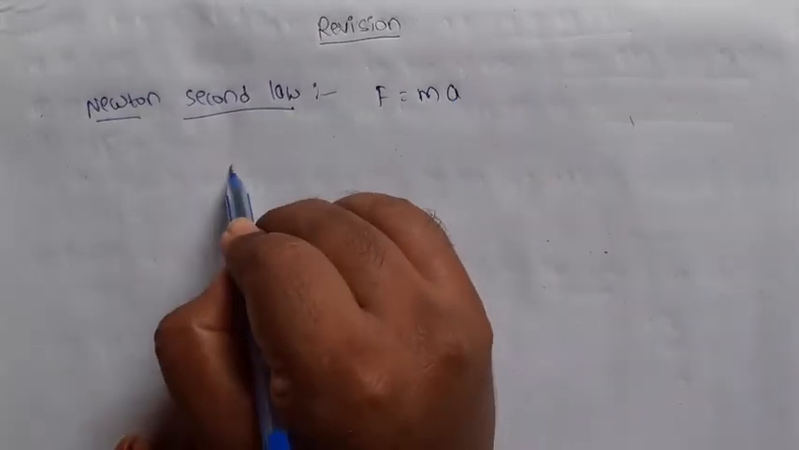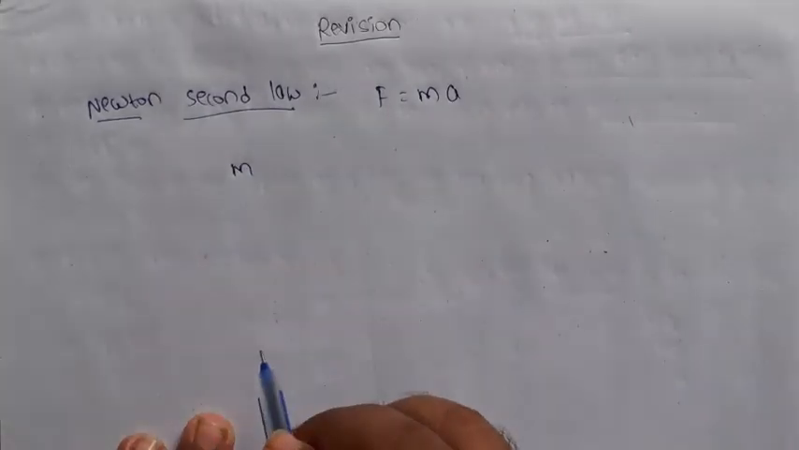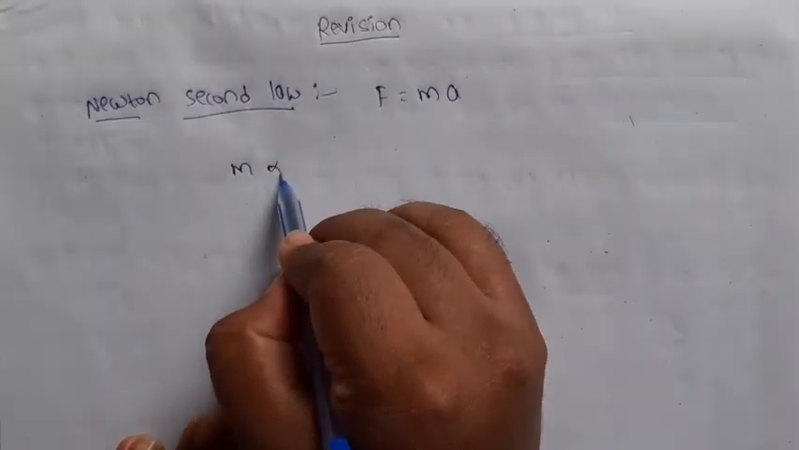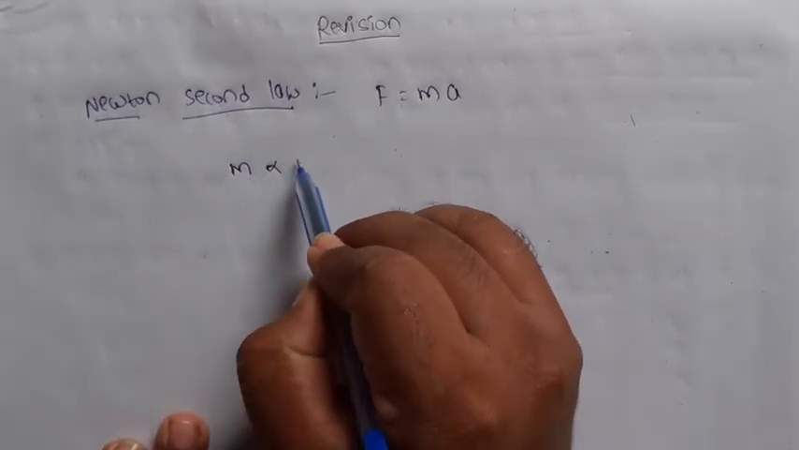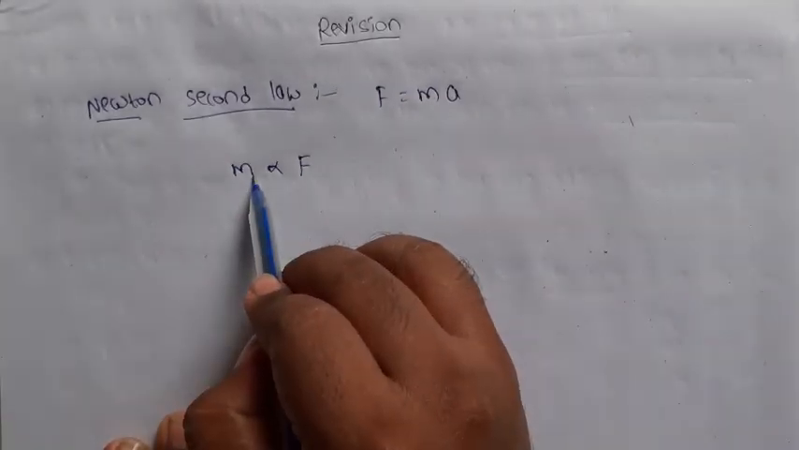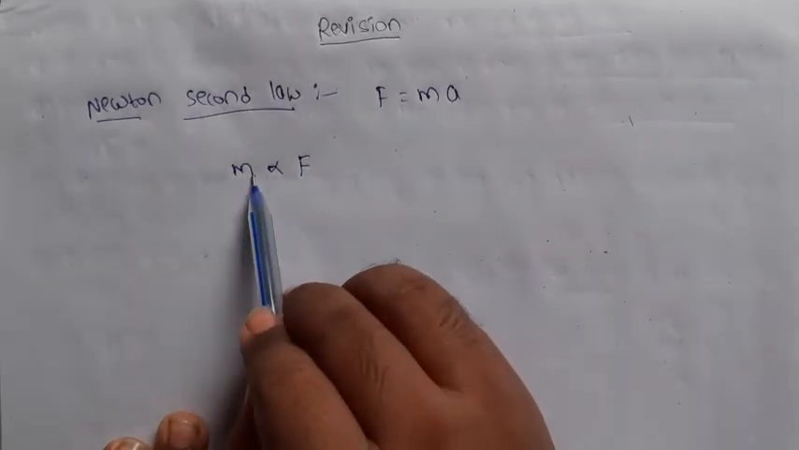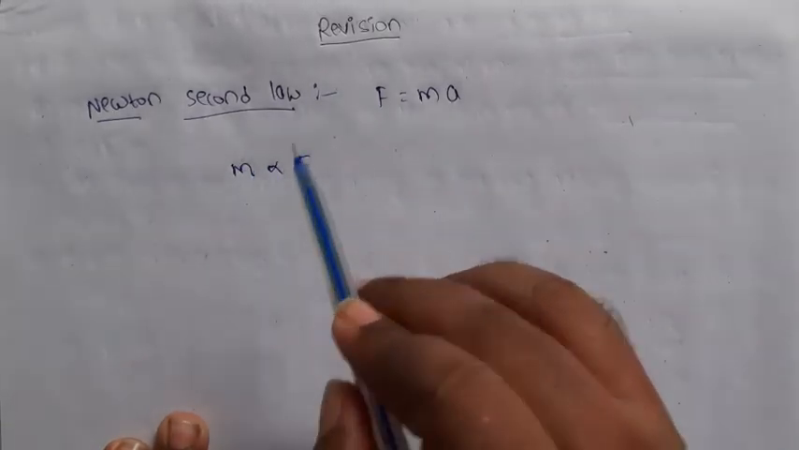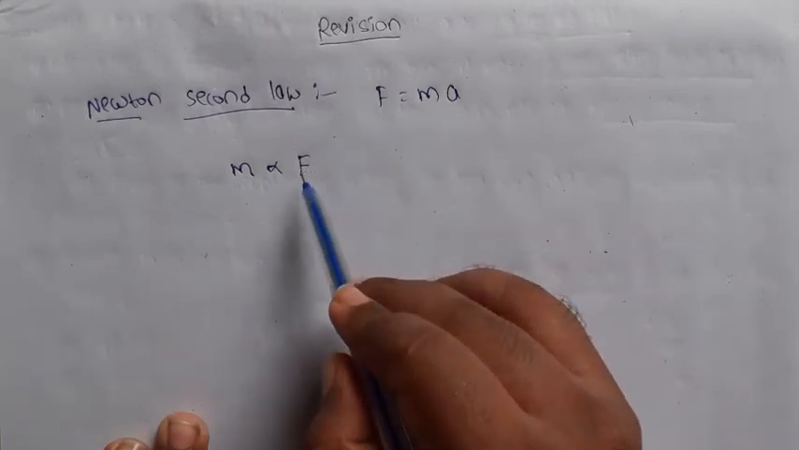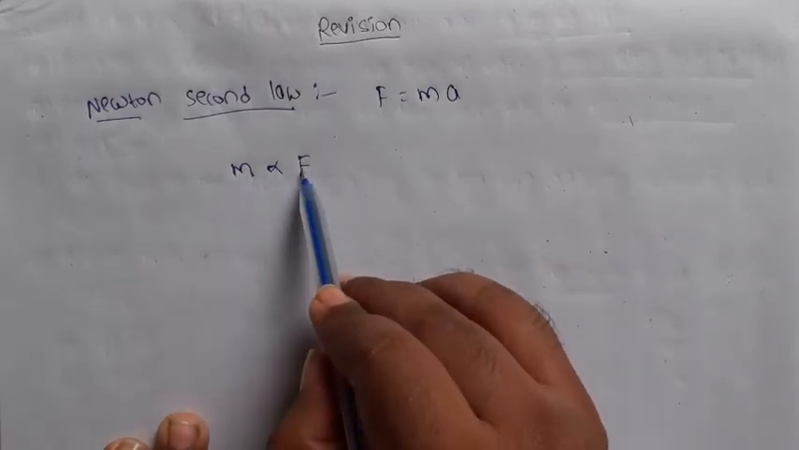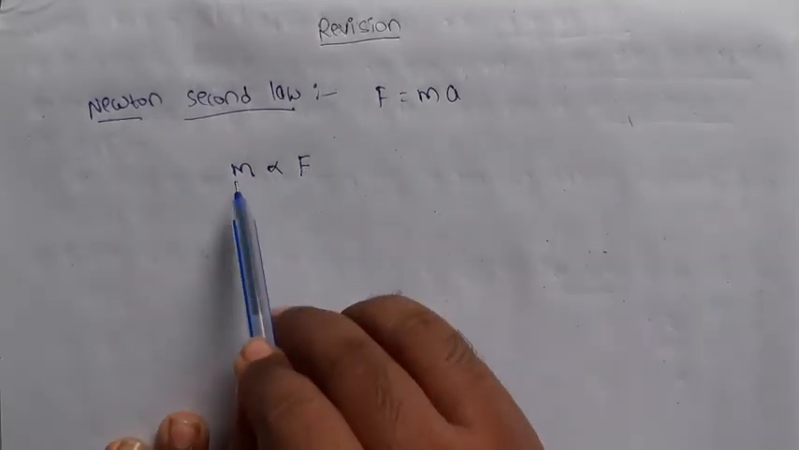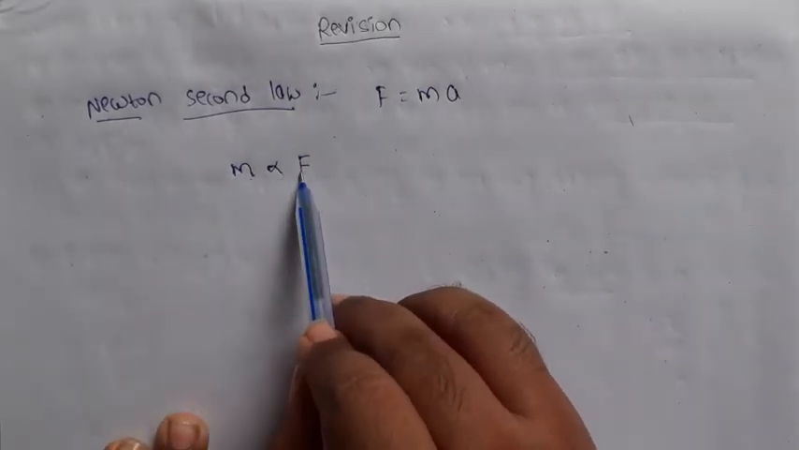If you are increasing the mass of the object, we need to apply more force. If you are decreasing the mass of the object, we need to apply less force. So as the mass of the object increases, the applied force also increases. If you decrease the mass, the applied force also decreases. So the mass of the object is directly proportional to the applied force on the object.